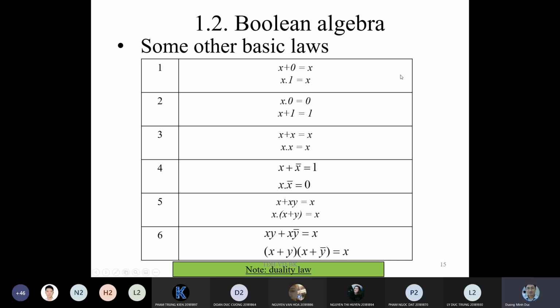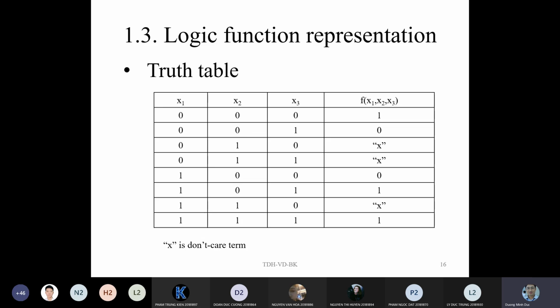Okay. So we finish the definition of some basic logic operations and some basic laws and the duality property of the Boolean algebra. And next we will go to the next step, the representation of the logical function. So there are many ways to present the logical functions.